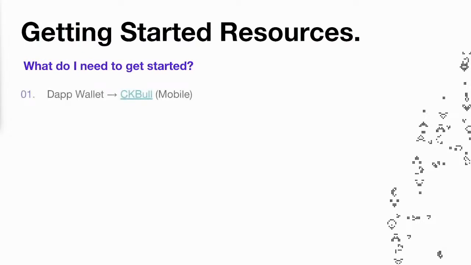What do I need to get started? So here's a few of the things you need to get started, but you definitely want to attend the CKBull workshop coming up next. The first thing, get the CKBull mobile wallet that's available in the Android store and the iOS store. You want to get access to a testnet node, a CKB testnet node.